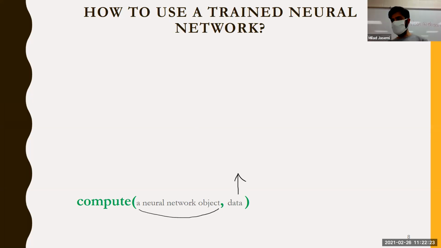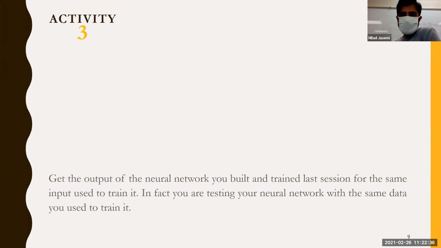Inputs. And I told you, when you are working with the latest versions of R, it is smart enough to get those things. You are going to test it now. Okay, so let's go for the activity. Get the output of the neural network you built and trained last session, or even today, for the same input used to train it. So you use exactly the same set of data.